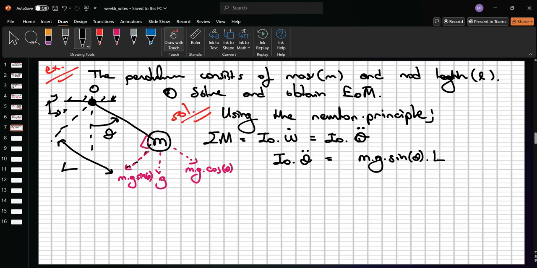Is this correct? If we have this solution, then we need to take a look at the direction of this force and the position.